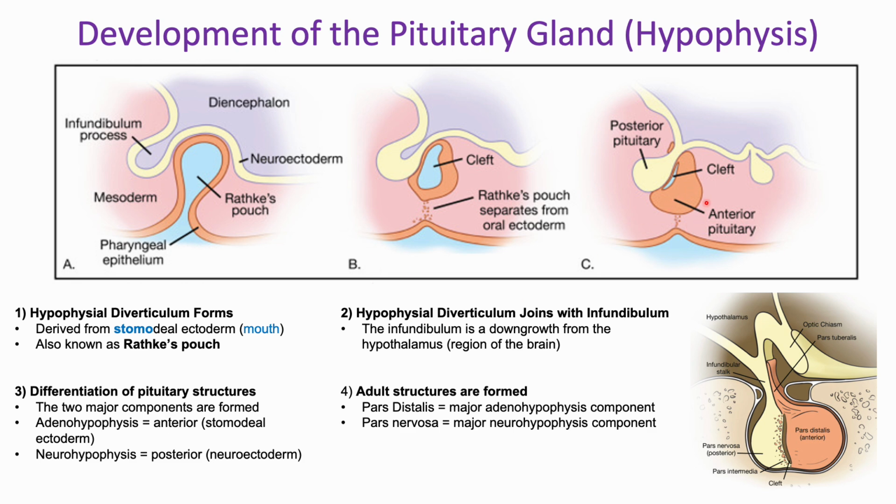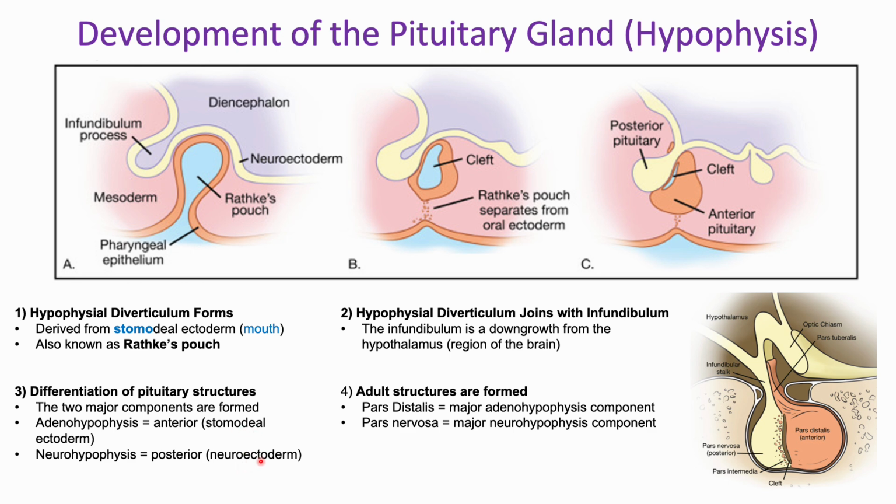So over time, we are going to have degradation of the diverticulum that's projecting upwards, and we're going to have the anterior pituitary forming, whereas we have the posterior pituitary again being a projection from the diencephalon. Right, and so at the end, we're going to have two major pituitary structures: the adenohypophysis, which is the anterior pituitary, and the neurohypophysis, which is the posterior pituitary. And remember that they are derived from two different components. The anterior pituitary is derived from stomodeal ectoderm, whereas the posterior pituitary is derived from the neuroectoderm.